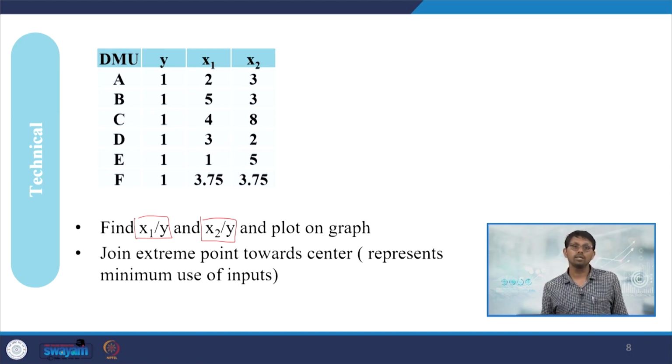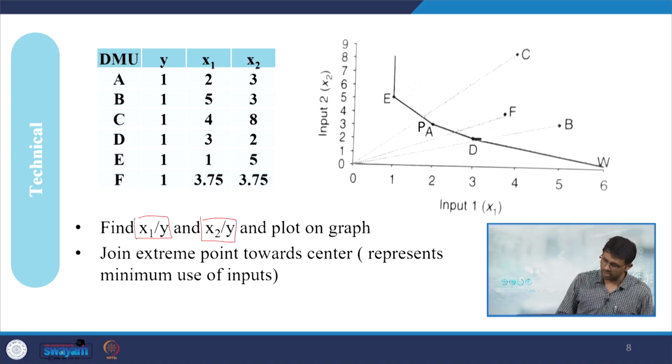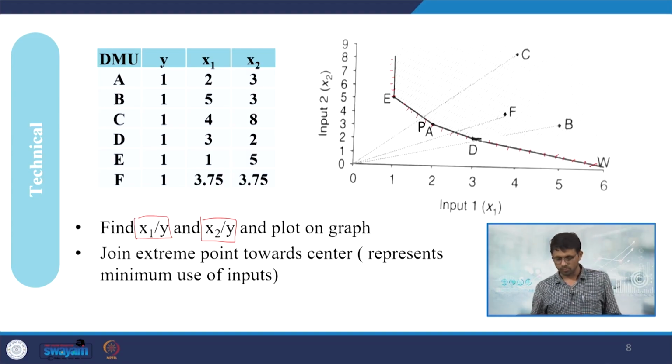Joining the extreme points towards the center represents minimum use of the inputs. So extreme points means all sorts of combinations of x1 x2, input 1 and input 2, wherever the minimum possible basket is attached. So we have plotted the line that is in a position to define the minimum most combination, and this also derives the output target as 1.